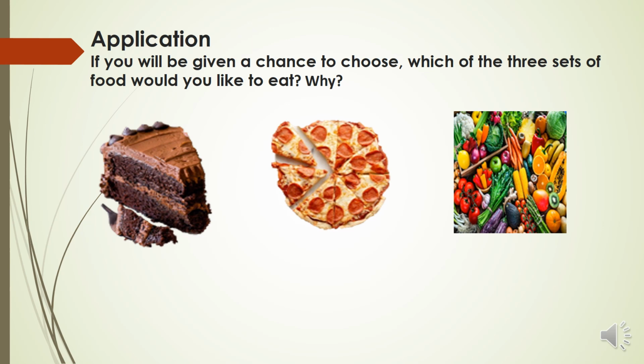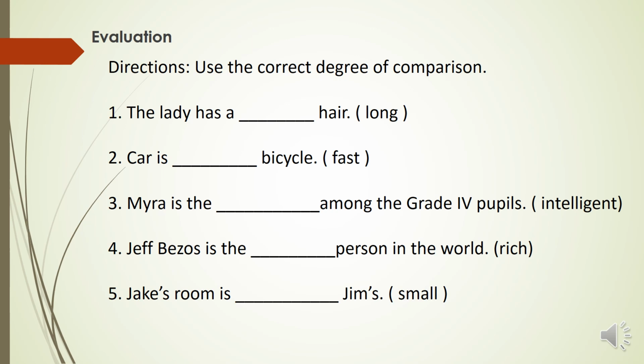Now, if you will be given a chance to choose, which of the three sets of food would you like to eat and why? Answer this on your paper. And here is another activity. Directions. Use the correct degree of comparison. I am giving you 5 minutes to answer this activity.